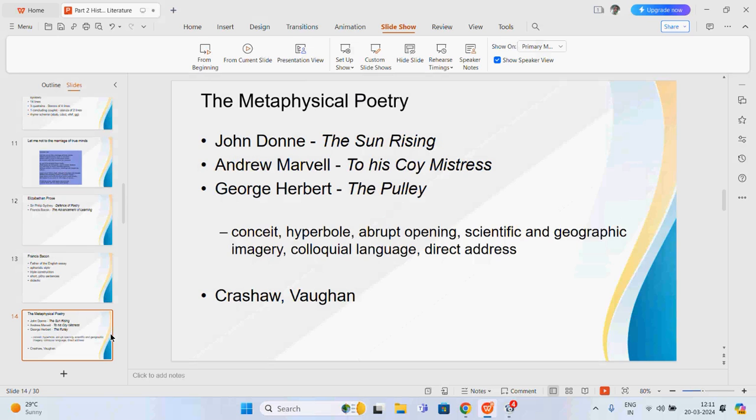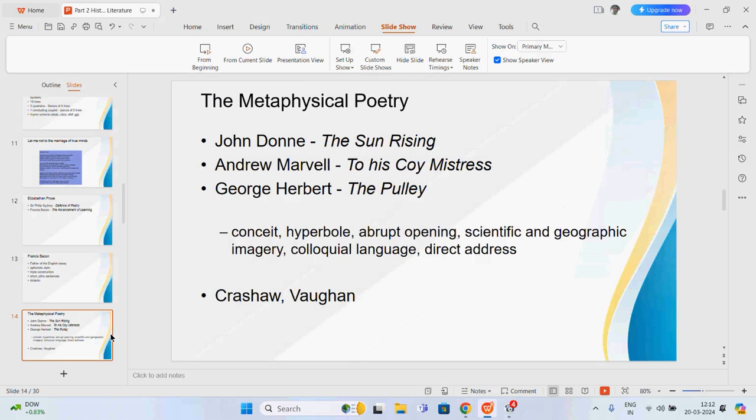Around the same time, we also have a group of poets who were writing poetry which is not similar to the kind of poetry that was written by, say, William Shakespeare, Edmund Spenser, or Sir Philip Sidney. This is a completely different style of poetry. The major proponents of metaphysical poetry, you can see on your screen, are John Donne, Andrew Marvell, and George Herbert. Crashaw and Vaughan also wrote metaphysical poetry. One example poem by each of these three poets is given on your slide.